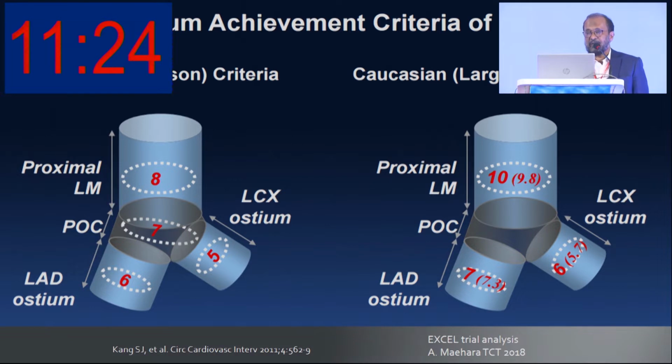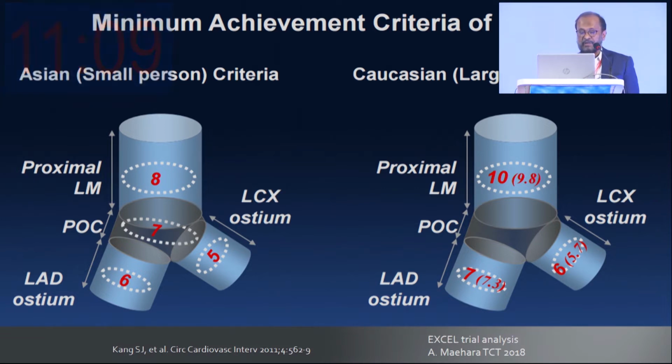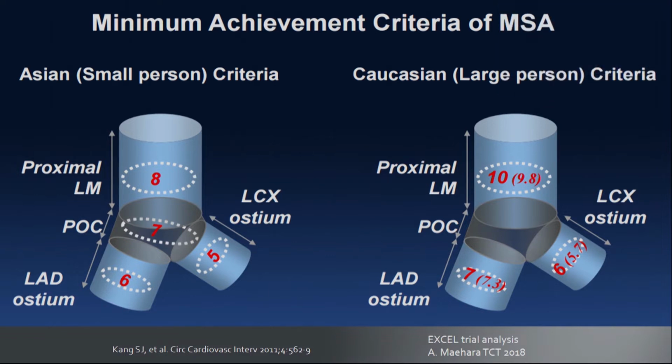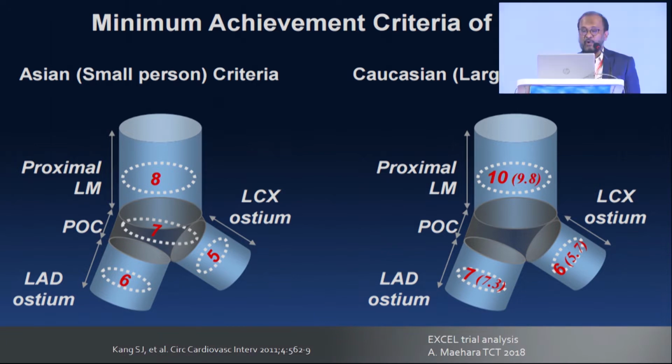And this is a very important slide. We have all seen it many times in conferences: after doing the stenting, post-stent IVUS estimation of the minimal stent luminal area. In our subcontinent, it should be 5, 6, 7, 8. 5 is the circumflex ostium, 6 is the LAD ostium, confluence 7, and left main will be minimum 8 mm square. If we can achieve this figure, then the long-term outcome is very good, and the chance of restenosis is very low. In the Western population, it's a bit higher: 6, 7, 8, 10.